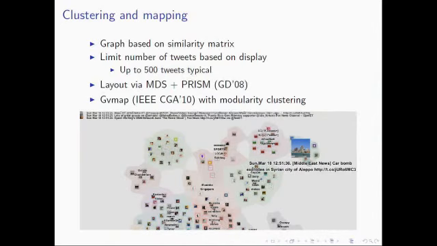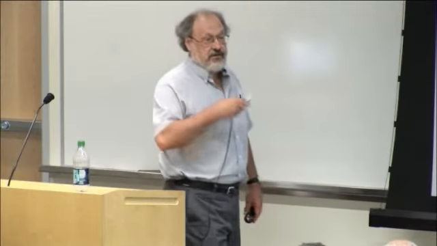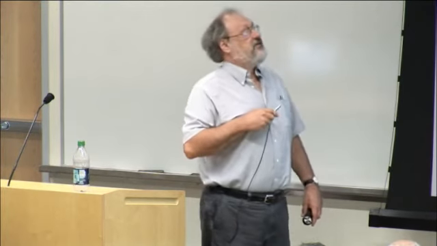Okay, so the next step is to take the similarity matrix and use that to get the obvious graph. If there's a non-zero value on the entry of the matrix, that's an edge. Here we're starting to get toward the hardware. We're looking at the amount of space we have on the display, and so we figure you typically see up to 500 tweets per given window on a browser, because that's where it's going to be displayed.